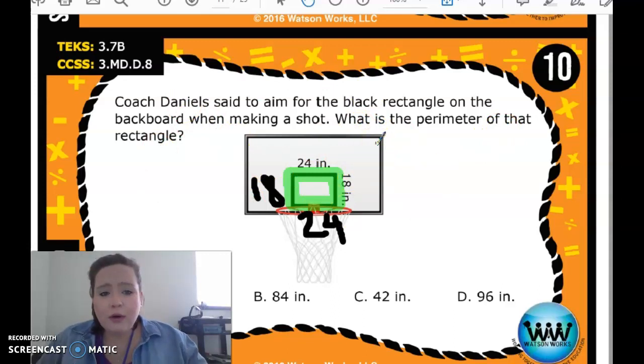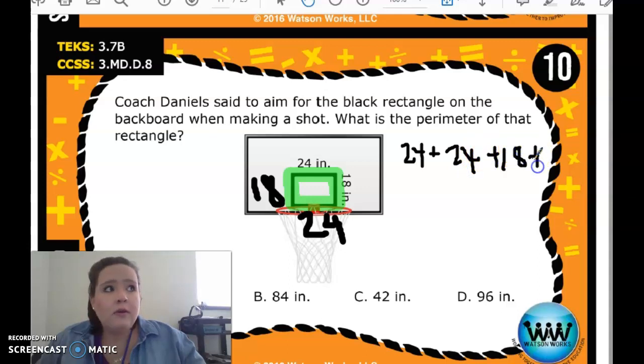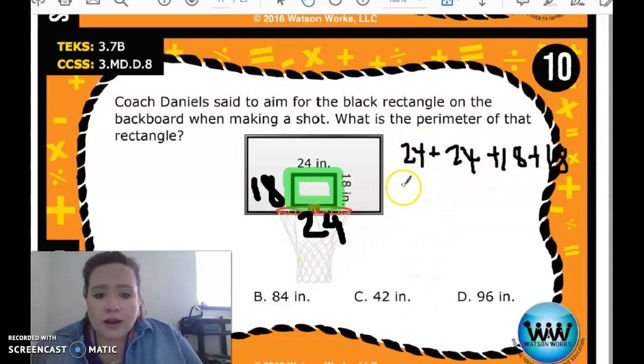Well, when we're finding perimeter, what do we do? Good. When we're finding perimeter, we add up all of the sides. So here I'm going to add up 24 plus 24 plus 18 plus 18. Okay, 24 plus 24 plus 18 plus 18. I'm going to add 24 and I'm going to do my base 10 blocks plus 24.